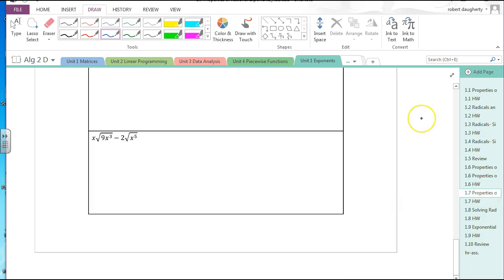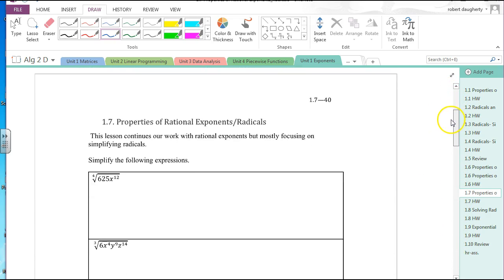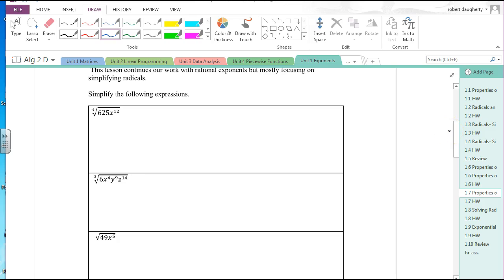What I want to do today in 1.7, there's really not any new concept. We're just continuing on simplifying radicals, working with exponents, okay? So just continuing on what we've been doing for the day here. So let's simplify a few of these.